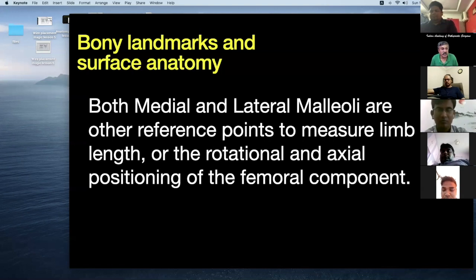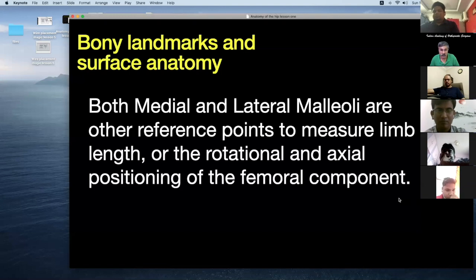Another identification point I use for rotation is the second toe. So if the patient is lying supine and the second toe faces the ceiling dead central, it means the hip is in neutral rotation. If the second toe goes towards the bed, it is external rotation. If the second toe goes away from the bed towards the opposite toe, it is internal rotation or internal torsion.